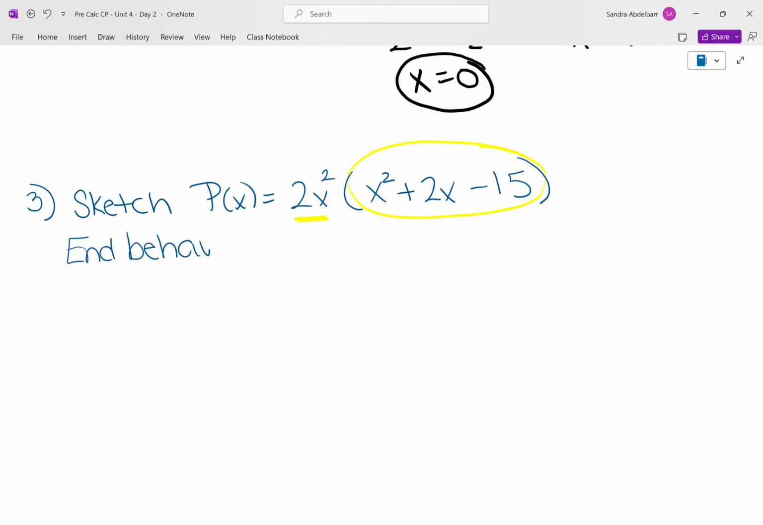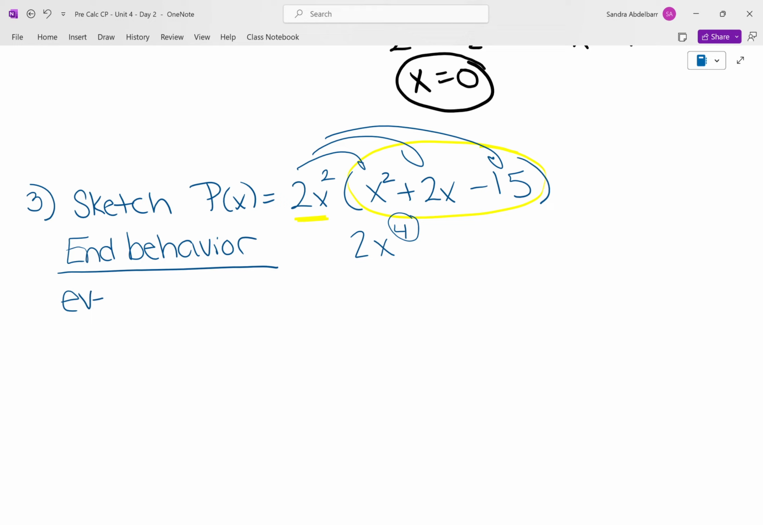The end behavior. Now the end behavior is the highest degree once everything's multiplied out. Is everything multiplied out right now? No, everything is not multiplied out. If we were to multiply everything out, wouldn't we have to distribute this one in? And then that would be 2x to the second times x to the second, which would be 2x to the fourth. Wouldn't that be our highest degree?